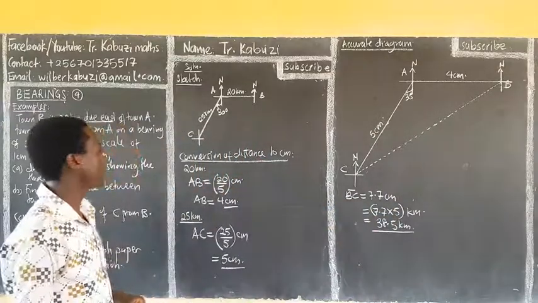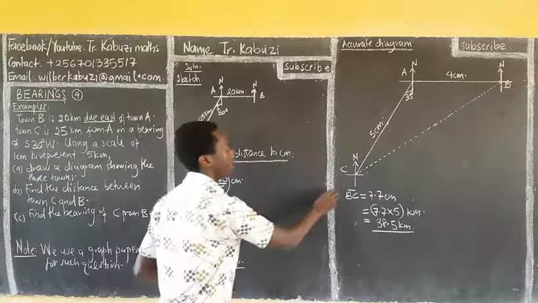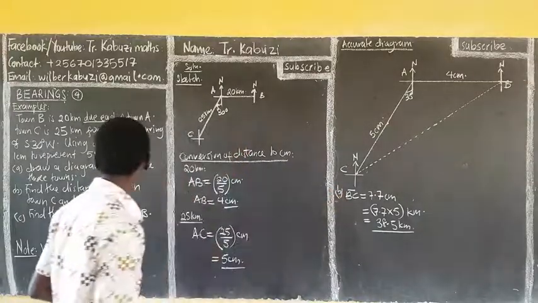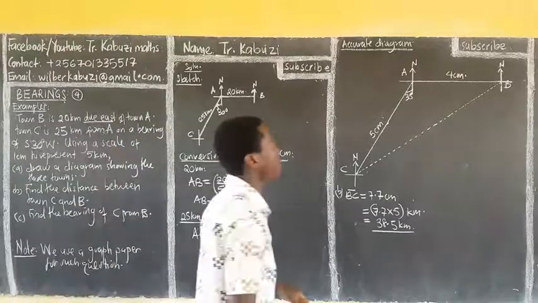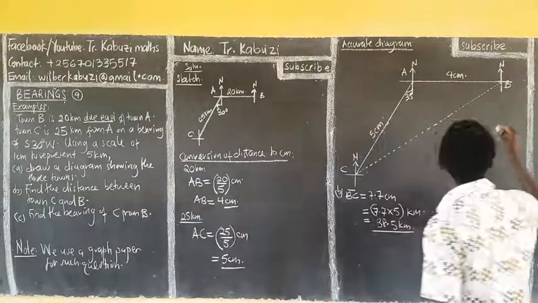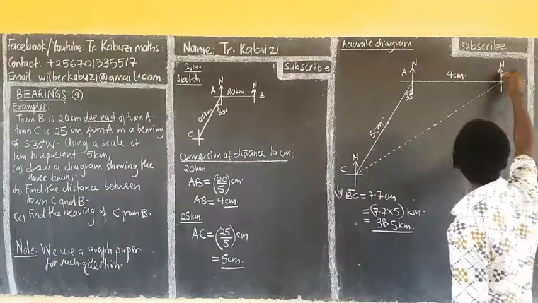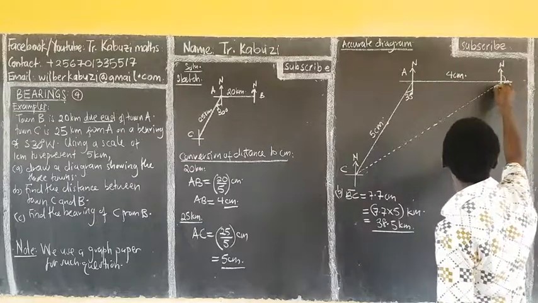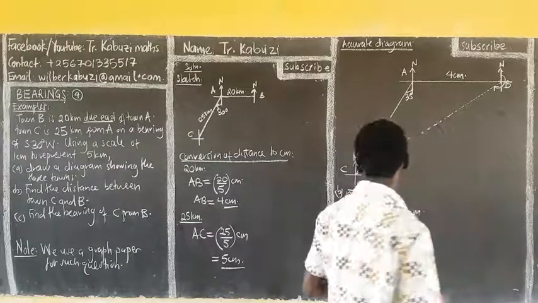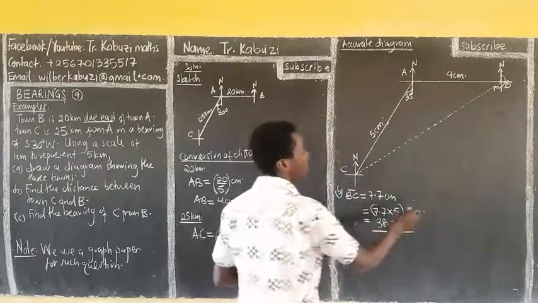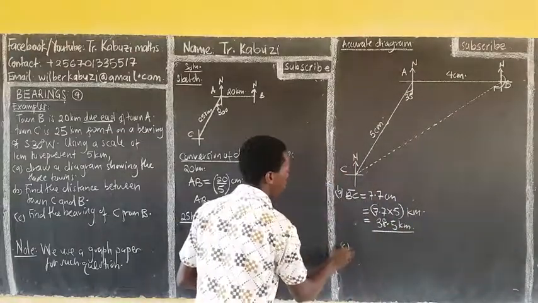So from there now, this is Roman numeral. This is part B. Then my part C, the bearing of C from B. So this is the bearing we want, C from B, from there up to there. So how are you going to get that bearing? So now Roman numeral C, how are you going to get this?